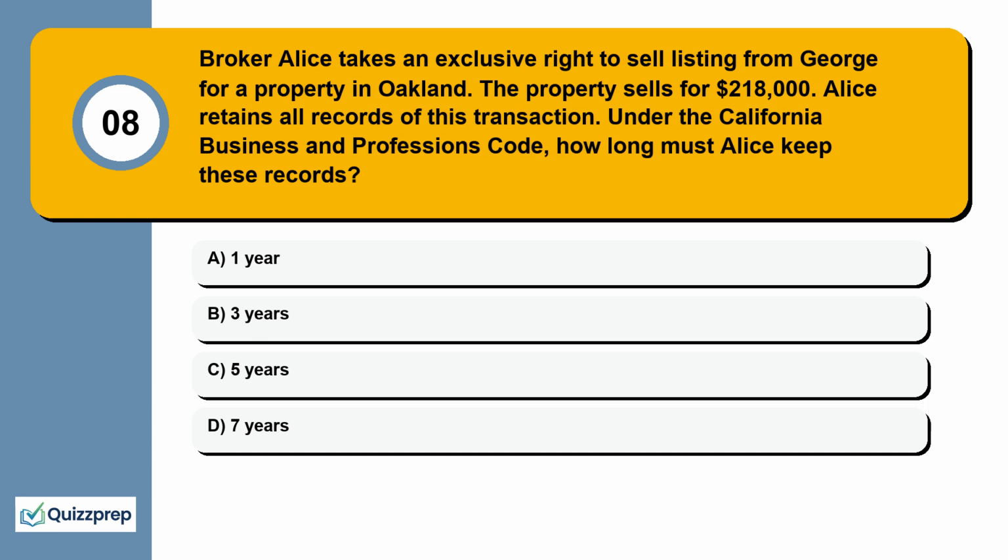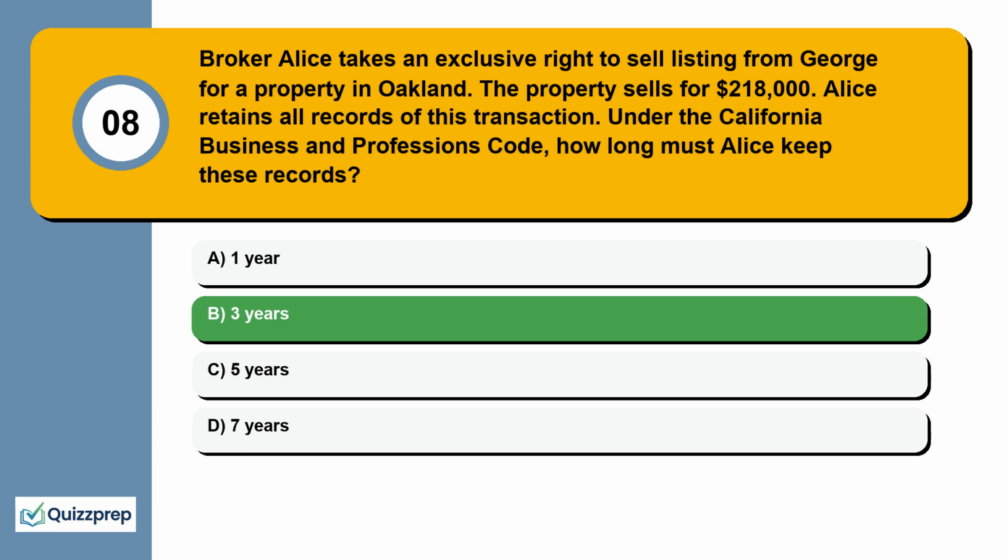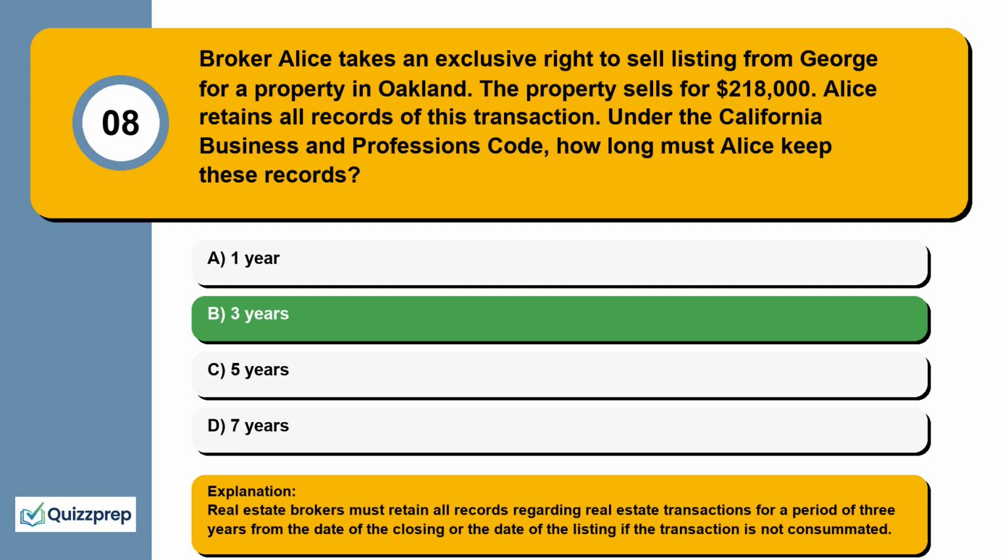Question 8. Broker Alice takes an exclusive right to sell listing from George for a property in Oakland. The property sells for $218,000. Alice retains all records of this transaction. Under the California Business and Professions Code, how long must Alice keep these records? 1 year, 3 years, 5 years, 7 years. Real estate brokers must retain all records regarding real estate transactions for a period of 3 years from the date of the closing or the date of the listing if the transaction is not consummated.